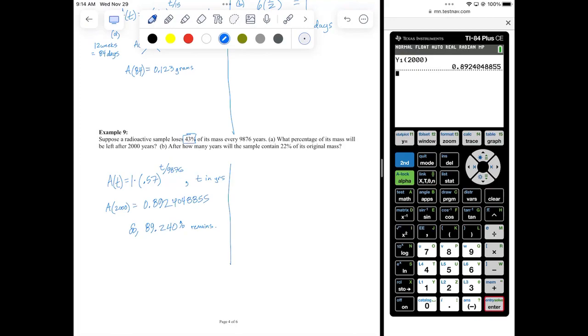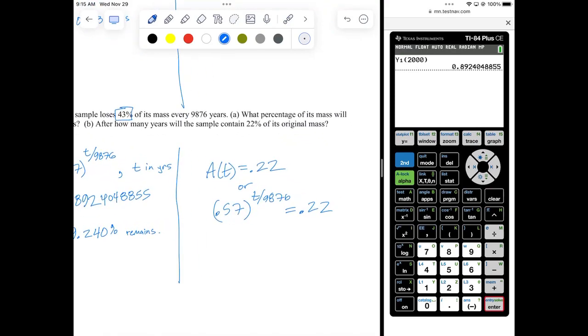All right, so now, since I'm given the percentage and not the time, I need to set A of t equal to something. What do I set A of t equal to? 0.22, which is 22% as a decimal. Now I can set A of t equal to 0.22 like that, or I could say 0.57 to the t divided by 9876 equals 0.22. They both mean the same thing. They both tell me what you're doing.